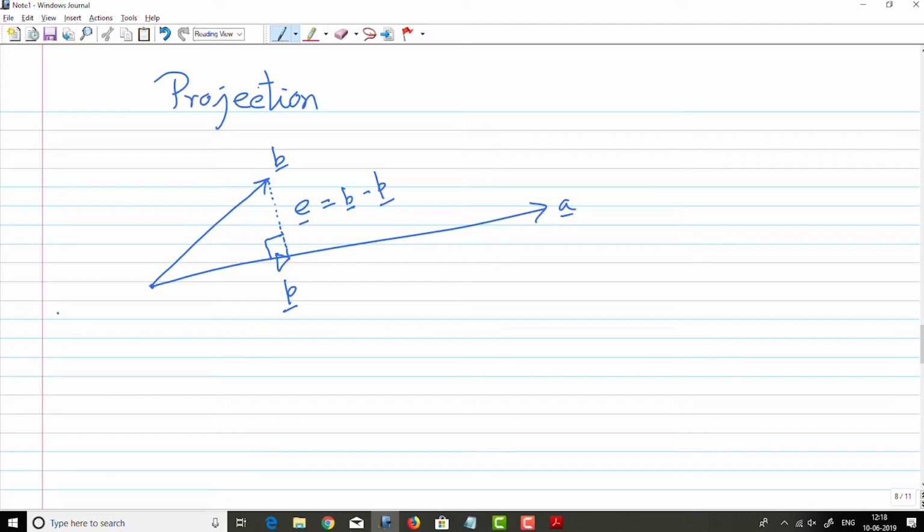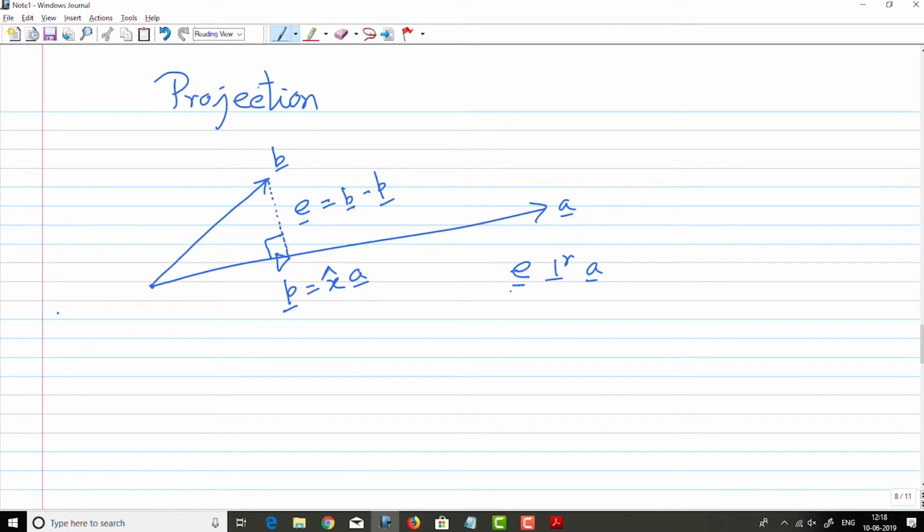Now, one thing we already know: this P is along the same direction as A. So we can write P as x cap into A, where x cap is a scalar quantity. So basically E is perpendicular to A, or perpendicular to P, the same.